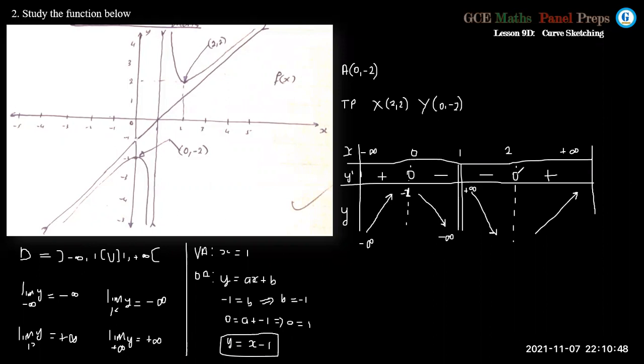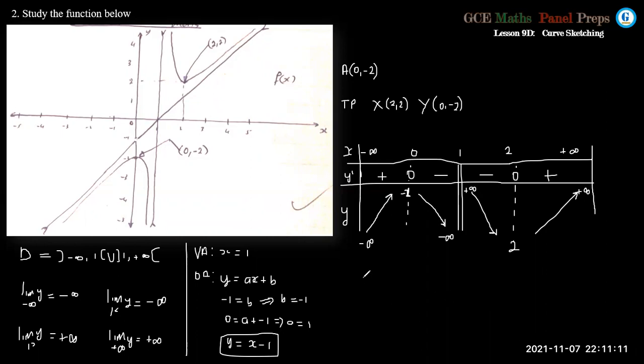Then it decreases. Now when x equals 2, this is the turning point. When x is 2, y is also 2. So it decreases to this turning point, 2. That's what we see here. Then it increases again from this point 2 to positive infinity.